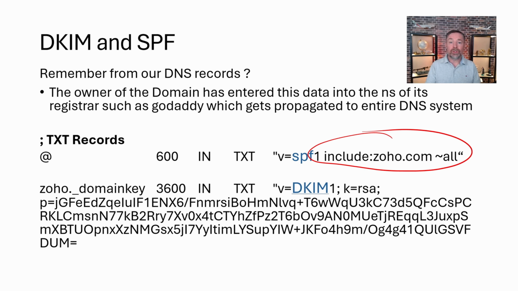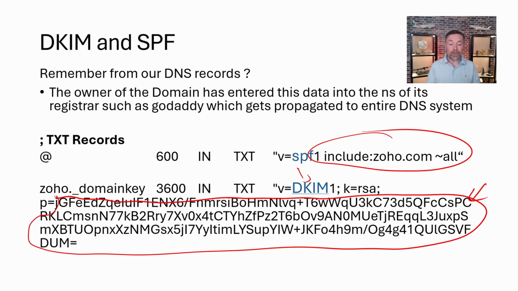DKIM, inside DKIM, there is a public key that I have got from Zoho, my email provider. And I've entered this public key into the DNS records of my DNS entry at GoDaddy. I've just copied and pasted it in there. And this is the public key of the Zoho server that my email should leave from.